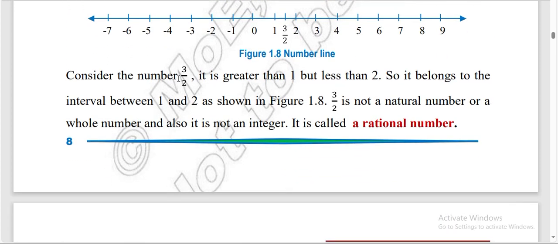Consider the number 2 over 3. This point is positive, greater than 1 but less than 2. It is represented between 1 and 2, at 1.5. So it belongs to the interval between 1 and 2, shown in figure 1.8. 2 over 3 is not a natural number. It is a rational number. This fraction number is what we call a rational number.